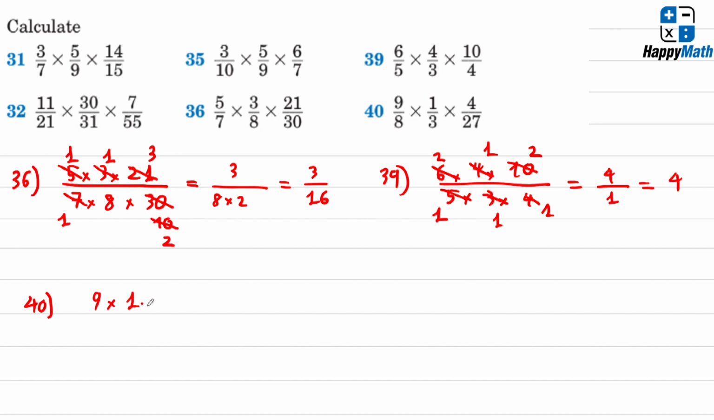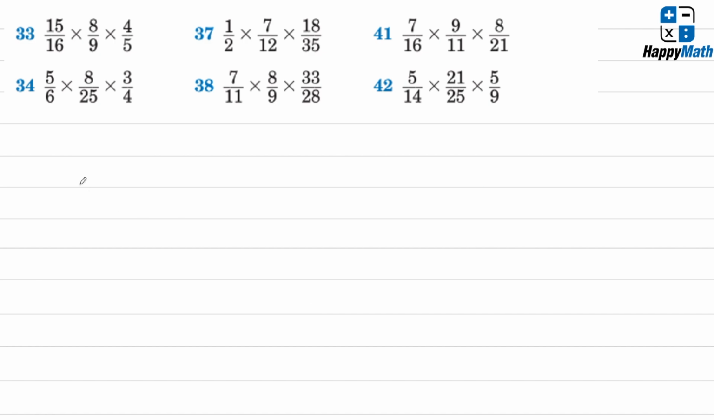40, 9 times 1 times 4 over 8 times 3 times 27. So 9 and 27 you got 3 and 1. 4 and 8 you got 2 and 1. So final only 1 over 18. Okay, that is the way how you can solve your working out with the new form for cancelling or simplifying. The next question, you got 33.